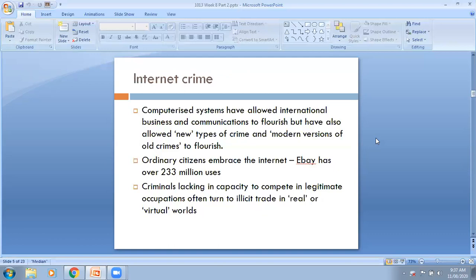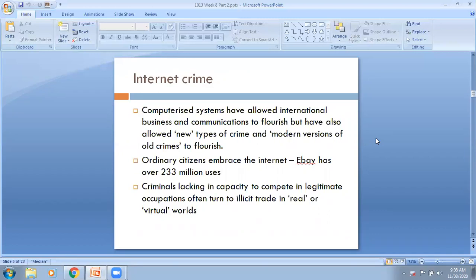So internet crime is about computerized systems that have allowed international business and communications to flourish, but have also allowed new types of crimes and modern versions of old crimes. So think about child pornography on the internet and the dark web. 30 years ago, 40 years ago, definitely 40 years ago, that never existed. And all of these crimes that relate to the internet have all become crimes in the last 30 years, from about 1990 onwards, maybe a little bit earlier, but that was when it got really big.